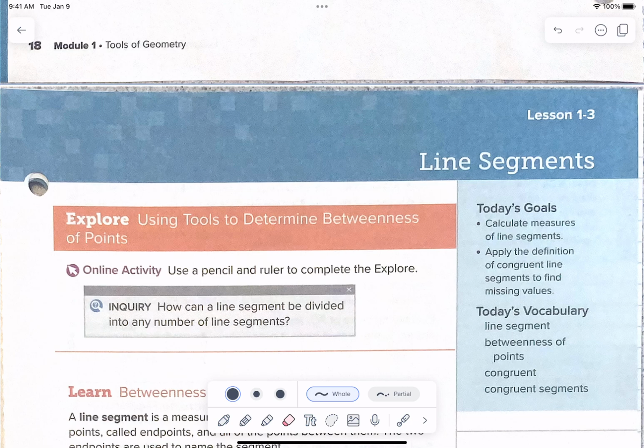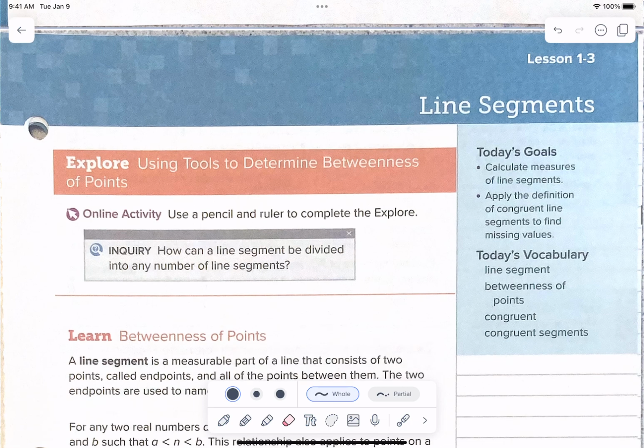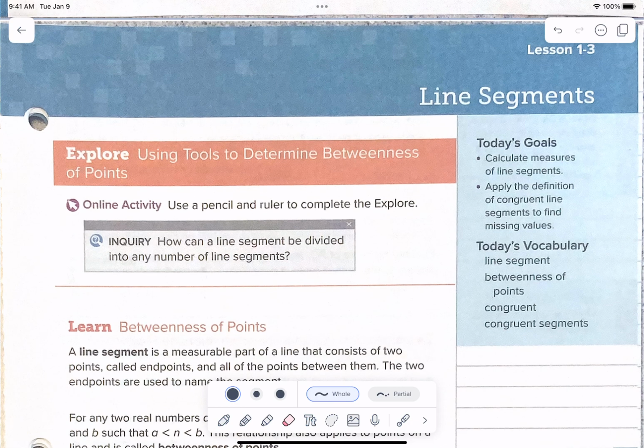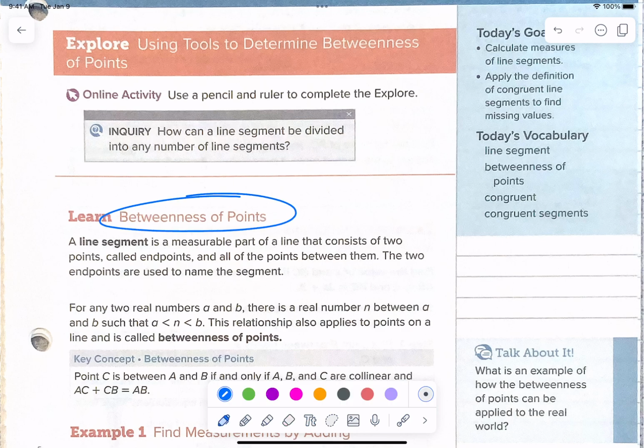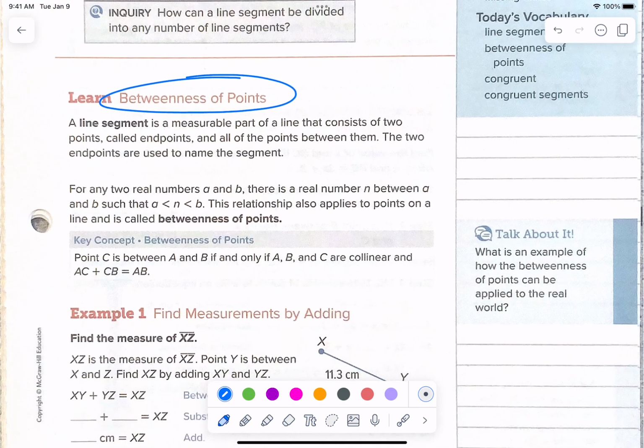Student or whoever's watching this, 1-3 is what we're doing today. This is kind of shorter, I guess, and not a very hard section, I don't think. Line segments. The first concept that we do is something called the betweenness of points. Here's what betweenness of points says.